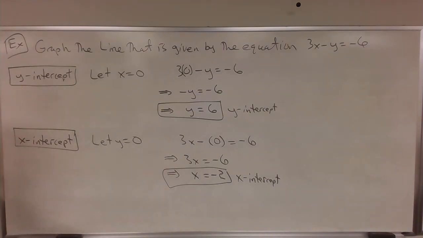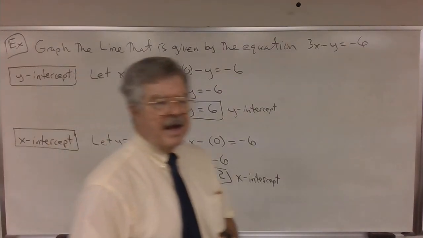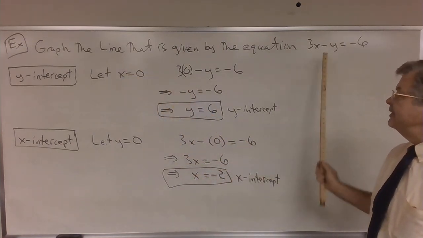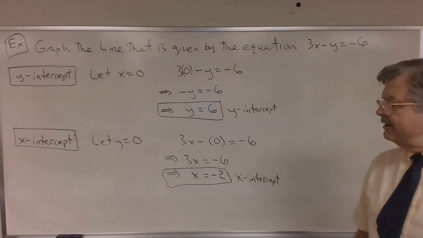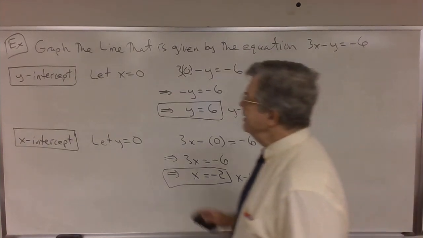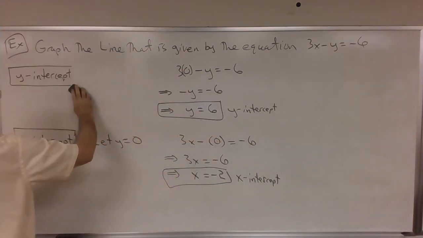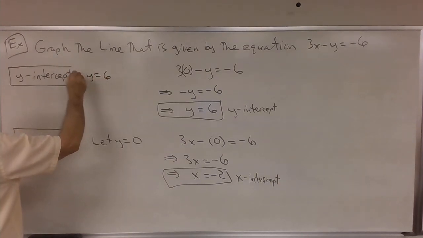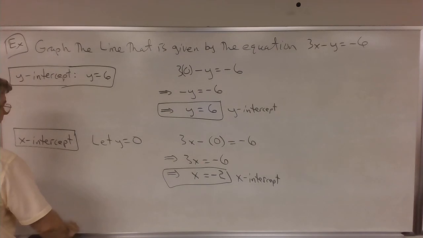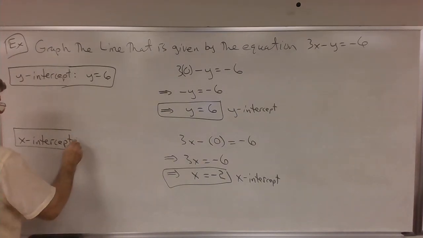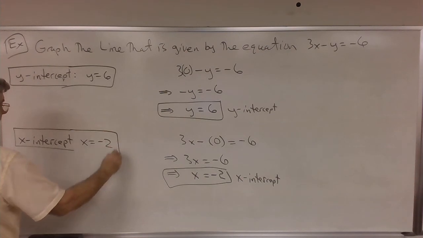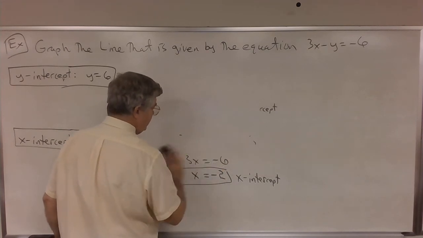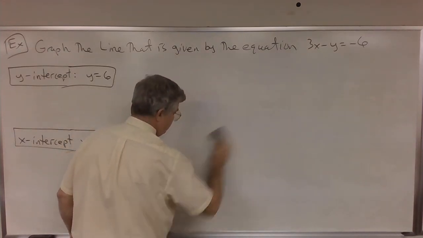Now, am I done? I'm not, because the instructions said graph the line given by this equation. So I'm going to summarize what I've accomplished so far. The y-intercept is y equals 6. And the x-intercept, x equals -2. Okay, so I just recorded the information that I found.